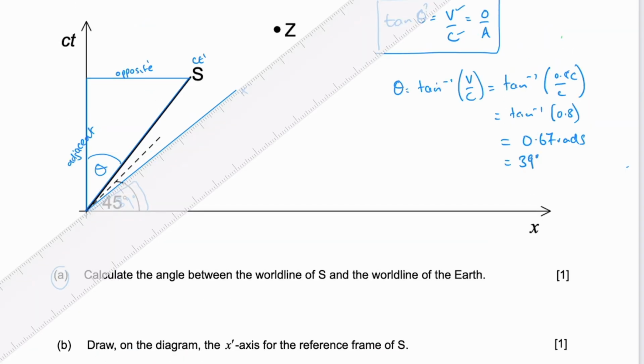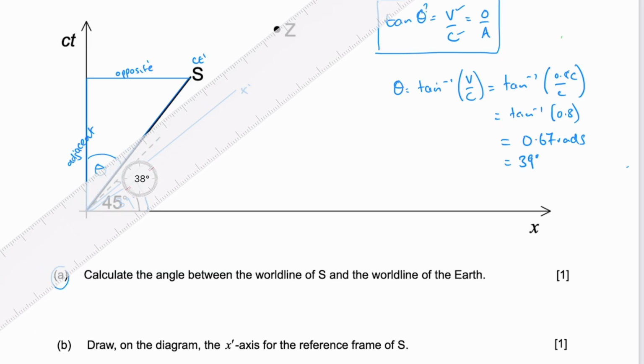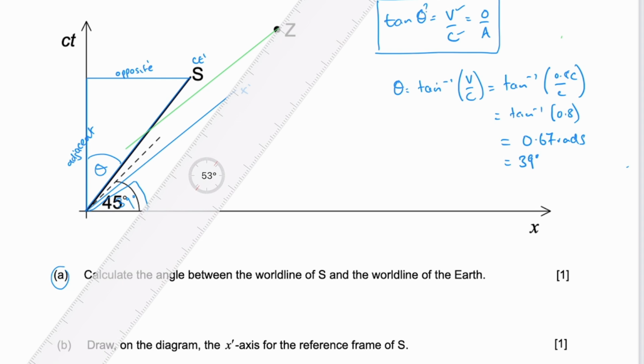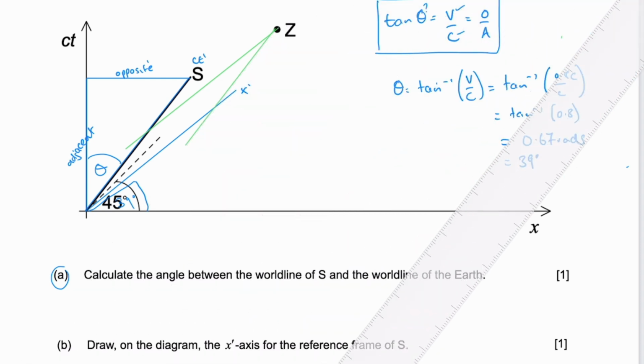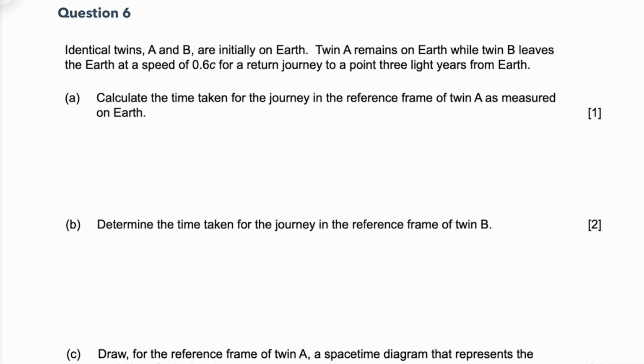What we do is we plot grid lines that are parallel to our x dash and our CT dash. So we go to x dash, we keep it at 39 degrees. We extrapolate back to the CT dash axis and we extrapolate back, keeping it at 52 degrees, to the x dash axis. So here is the label for the coordinate of the event in x dash, and here is the label for the coordinate in the CT dash axis. That's your answer.